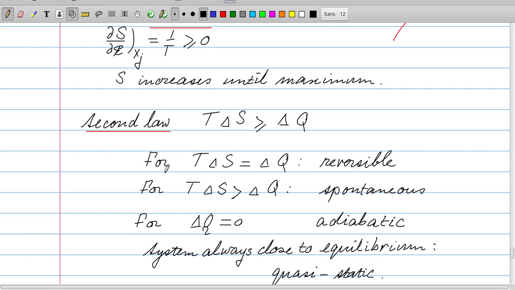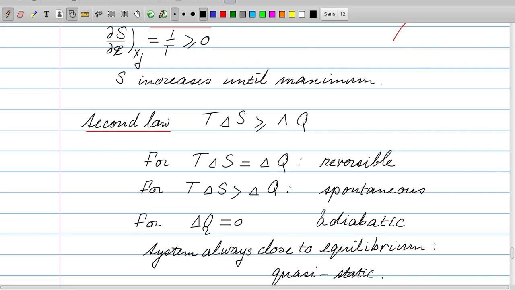The second law says that the change in the entropy is related to the heat supplied to or extracted from a system in this way, where T times delta S should always be larger or equal than delta Q. If we have an equal sign, then we have a process which is called reversible, and if it's strictly greater than delta Q, then it's a spontaneous process.